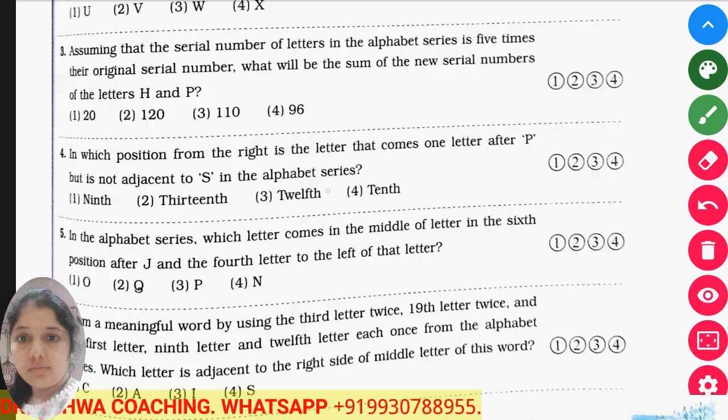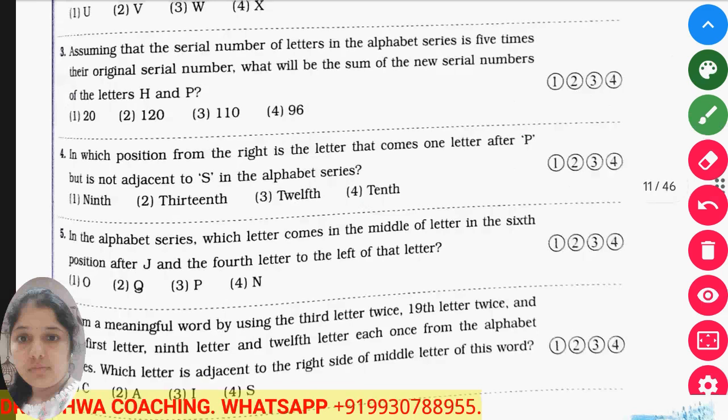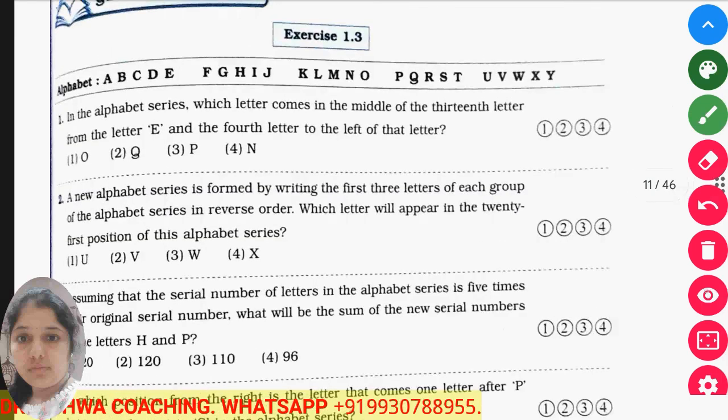Now, in which position from the right is the letter that comes one letter after P but is not adjacent to S in the alphabet series? Now see, this is letter P. Now from the right side, one letter after P is R, and here it is N. But we don't want the letter adjacent to S.